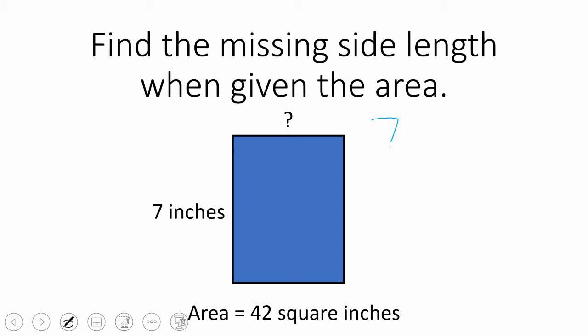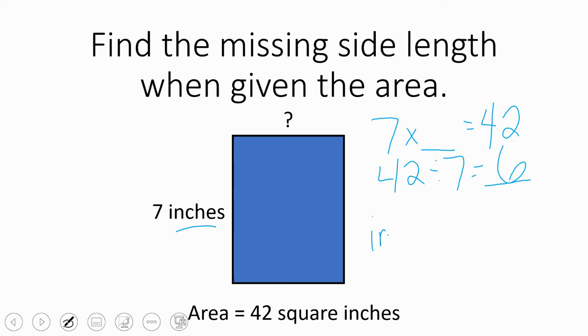So first things first, I would write 7 times blank equals 42. Since I'm missing a factor, I can use division to rewrite this, making sure that my total is first. 42 divided by 7, I can draw 7 groups and put 1 dot in each until I get to 42. And my answer would be 6 inches. So 7 inches times 6 inches would give me 42 square inches.